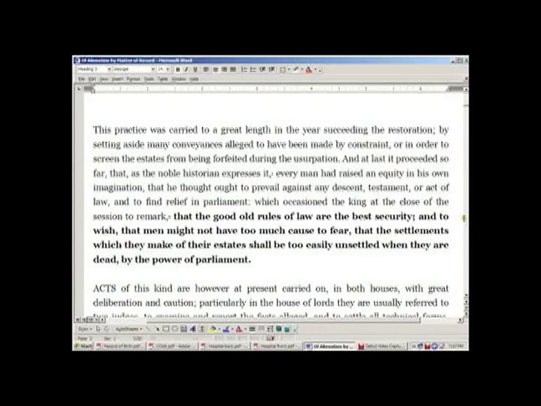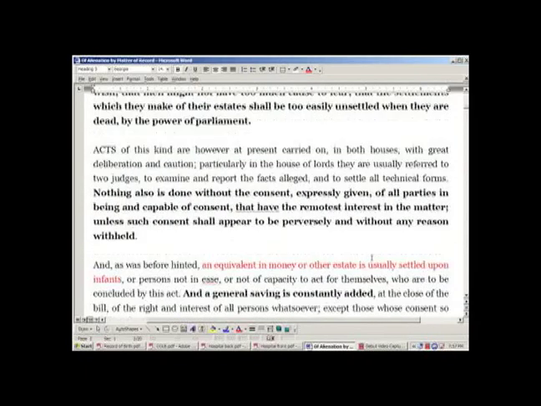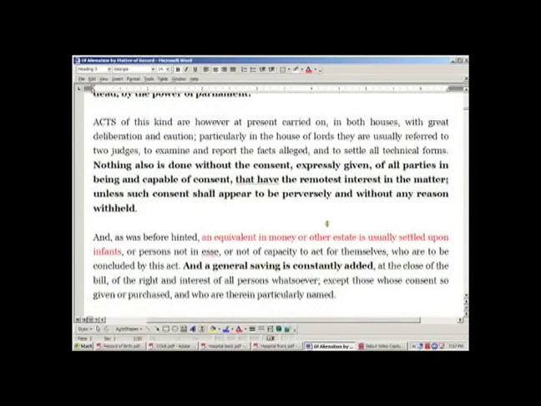Which means they have to get your consent. And if they can't do that, and you stick to common law and do the common law way, there's nothing they can do about it. So anyways, to give them the opportunity to do what they were doing, these acts of this kind are, however, at present carried on in both houses with great deliberation and caution.